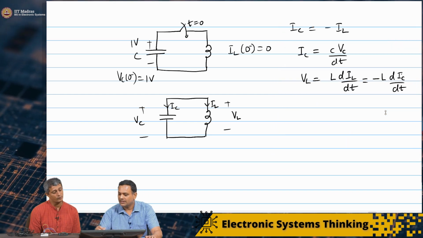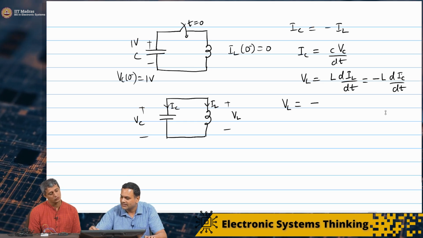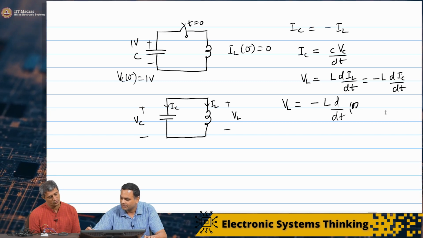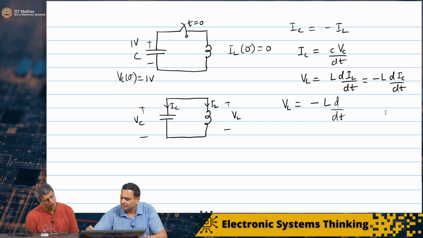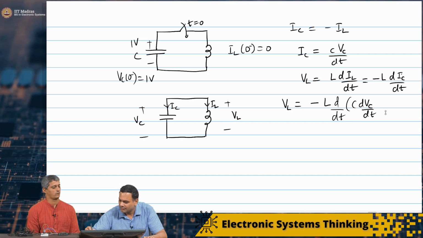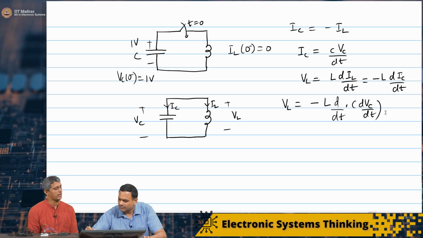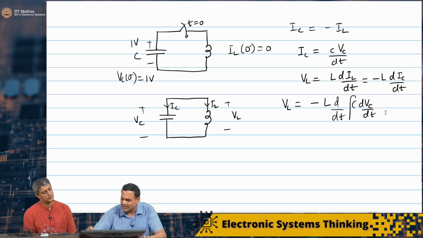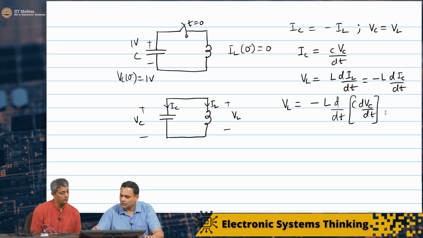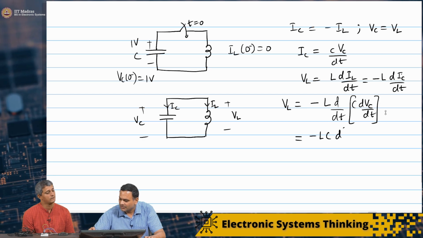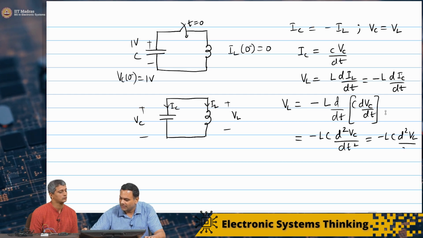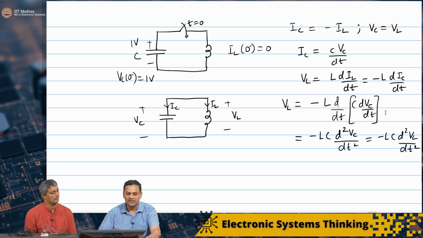So then I can just say VL is minus L d by dt of C dVc by dt. But VL is also equal to VC. So that's the last equation that we need. VL is VC, so this is basically minus LC d squared VC by dt squared, which is minus LC d squared VL by dt squared.